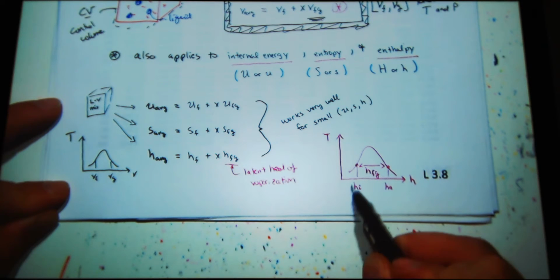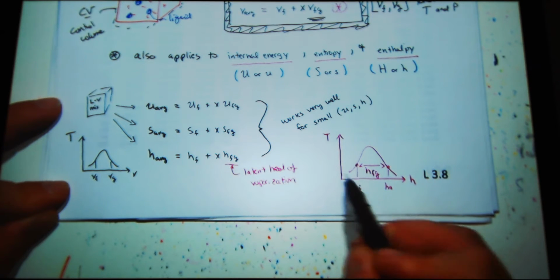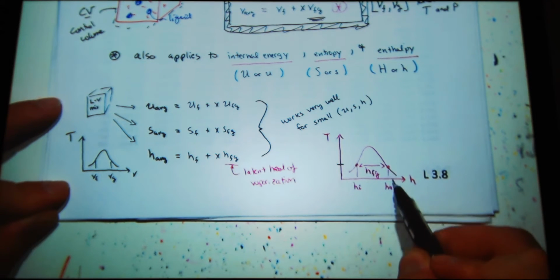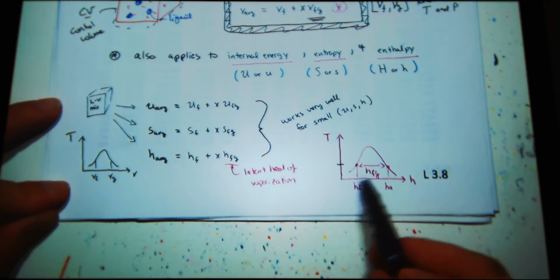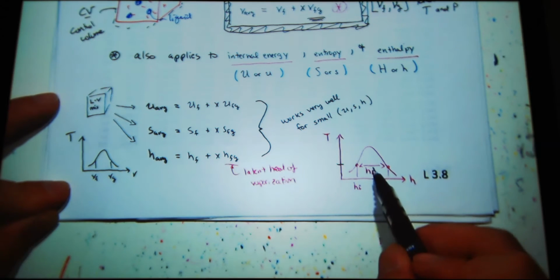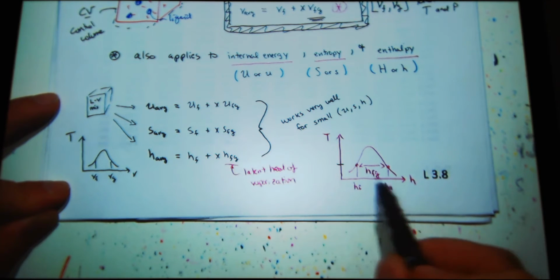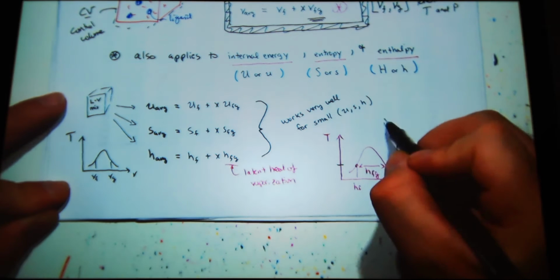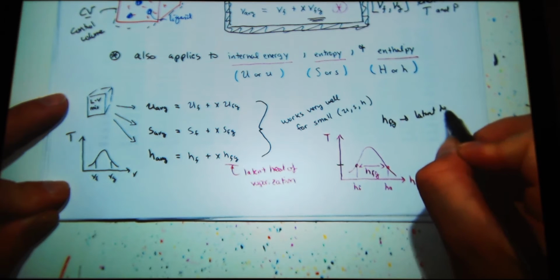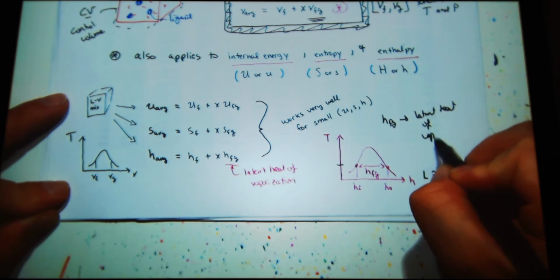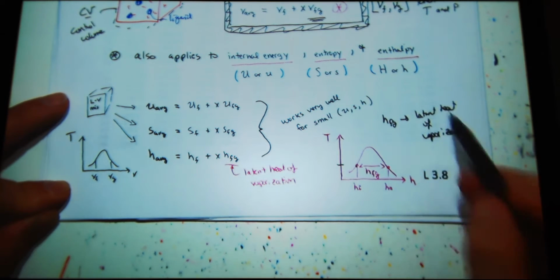So this is the enthalpy of my fluid when it's just pure fluid at a given temperature. And then over here I have the enthalpy when it's all 100% vapor. So if I have a mixture of 50% liquid, 50% vapor, I can just look this up. I can look up the latent heat of vaporization. Latent heat of vaporization, I have that.